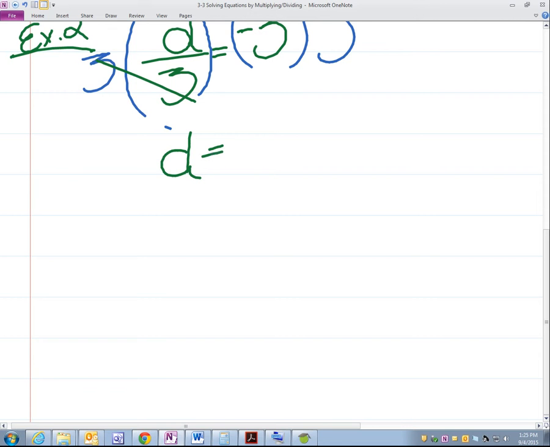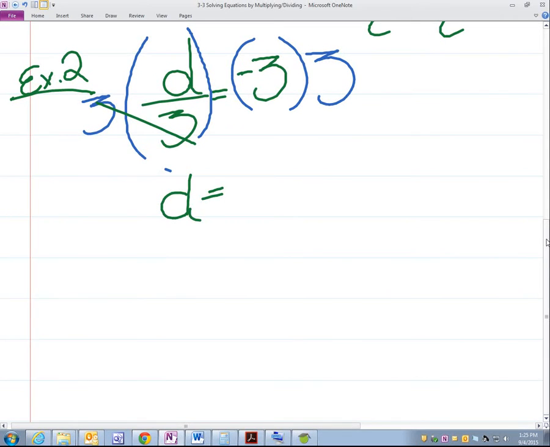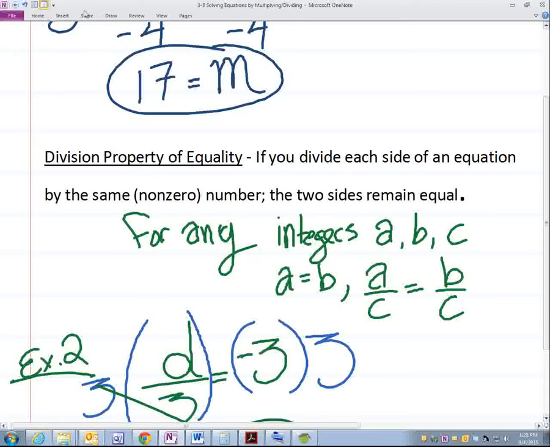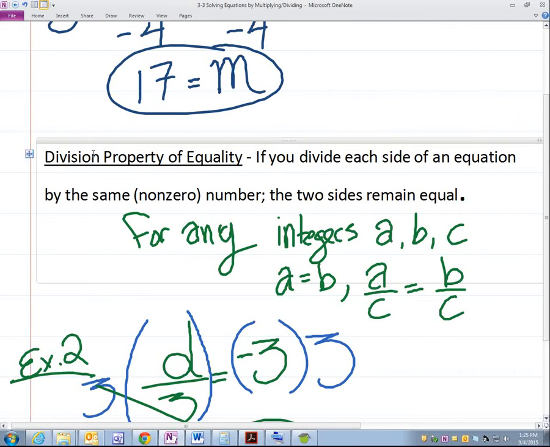Then we have up here, negative 3 multiplied by 3. I have a negative and a positive. The amount of negatives for a product is odd, so we know it's going to be negative. And that's the answer. And what do you think the property that we just did is called? Multiplication. Yes, that's right.